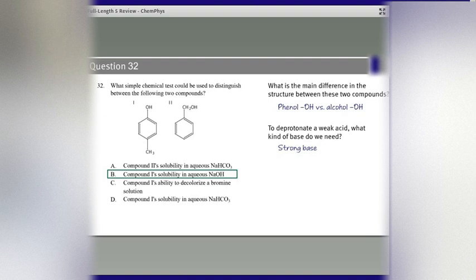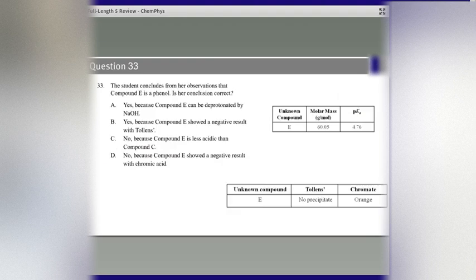Okay, now jumping into 33. 33 is another test question. But to answer this question, you've got to analyze the data present in the various tables and predict how the phenyl would react and compare it to the results from the experiments. So this is a tough question because it says the student concludes from her observations that compound E is a phenyl. Is her conclusion correct? Well, think about it. What's the pKa for phenyl? This question initially appears kind of tough, but it's not as bad as it originally appeared to be. It's approximately around 10, right?